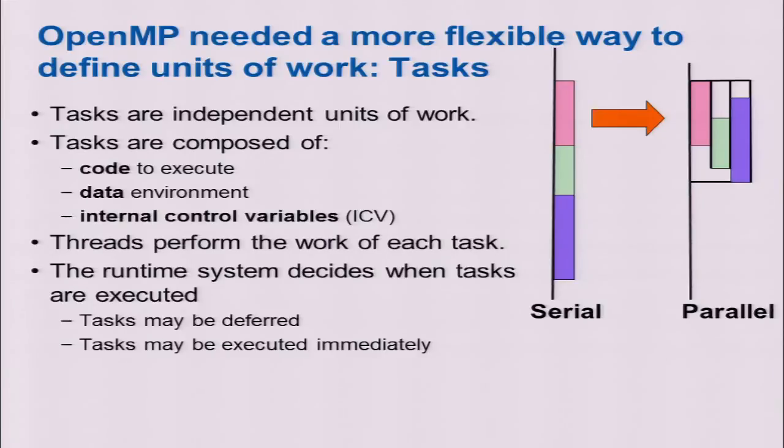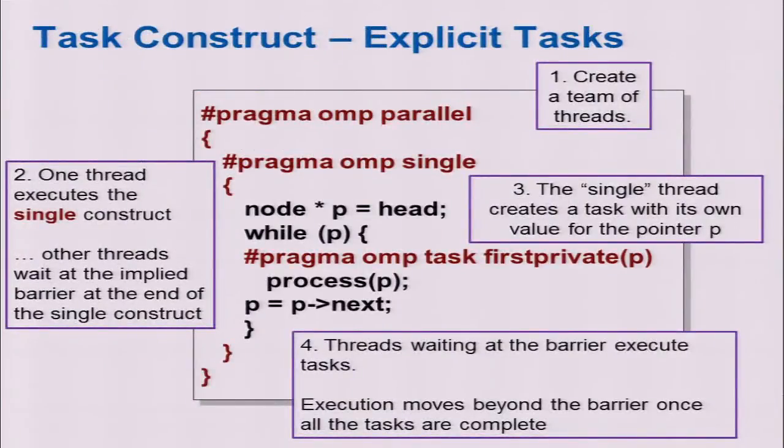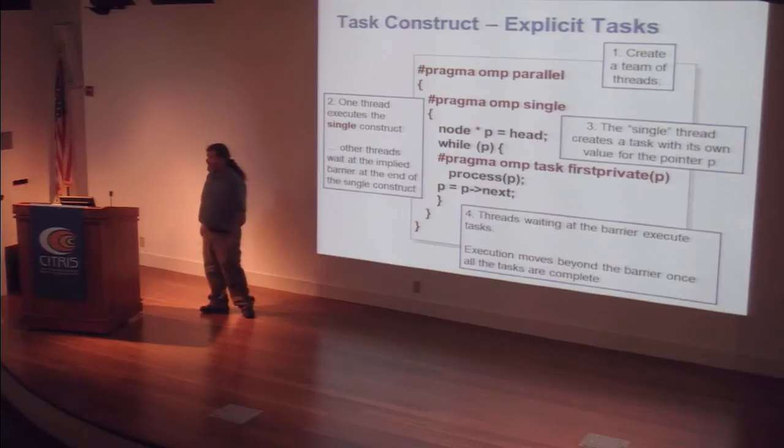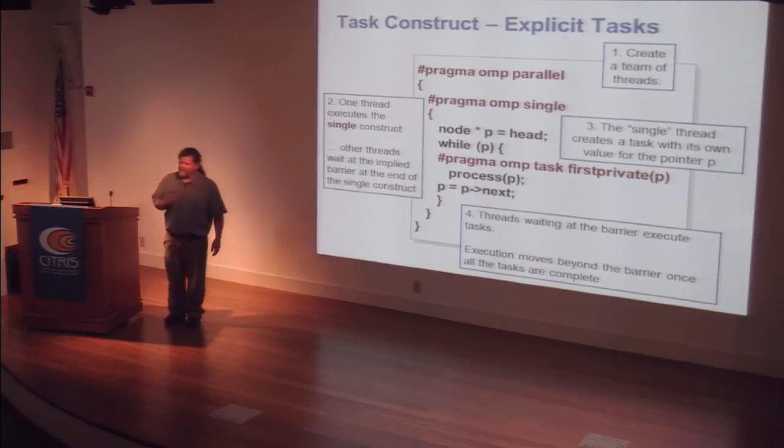So you can just think about it: I define a pink task, a green task, and a purple task. I hand them to the system and I say, okay, threads, those are sitting in some kind of queue, run them. And I don't care what order, you just run them. That's what the tasks do. So here's how I would use tasks to traverse a linked list with a while loop. I've got to create my threads, we're still in OpenMP, pragma omp parallel. Now I want one thread to build up the work queue, so pragma omp single.